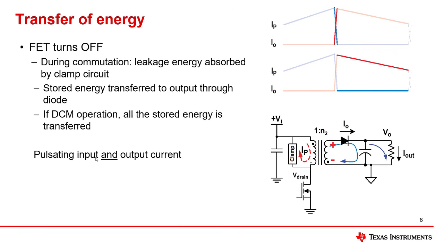When the switch is turning off, first, the energy that is stored in the leakage inductance will be absorbed by the clamping circuit. We will go more into the details later. When the switch is turned off, the stored energy is transferred to the output through the diode. In case of DCM operation, all the stored energy is transferred. A Flyback has a pulsating input and output current.